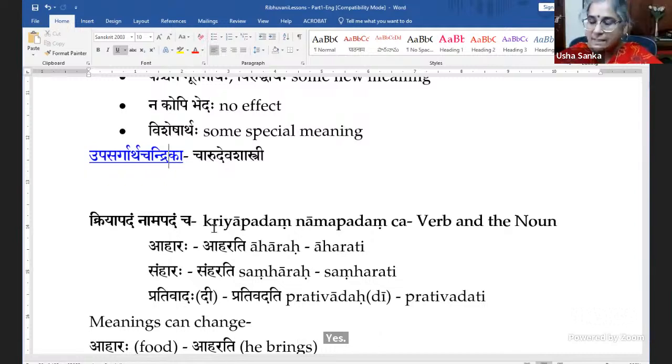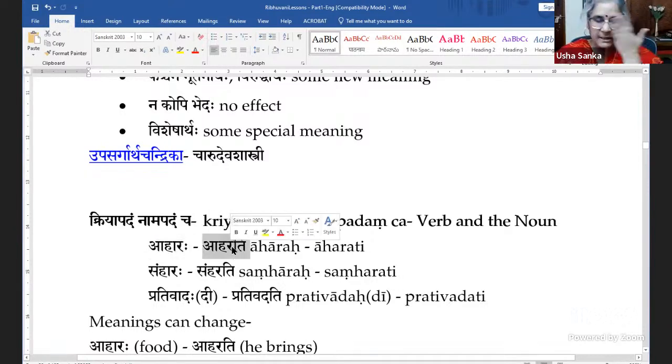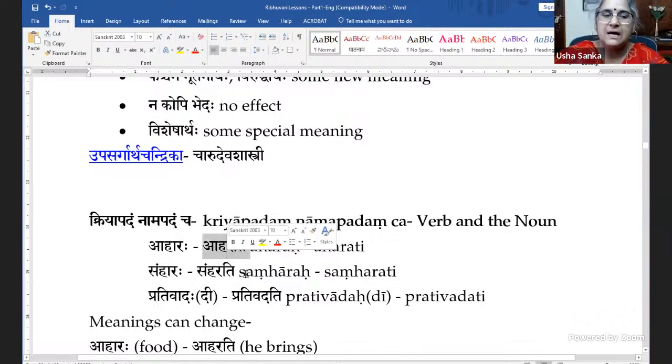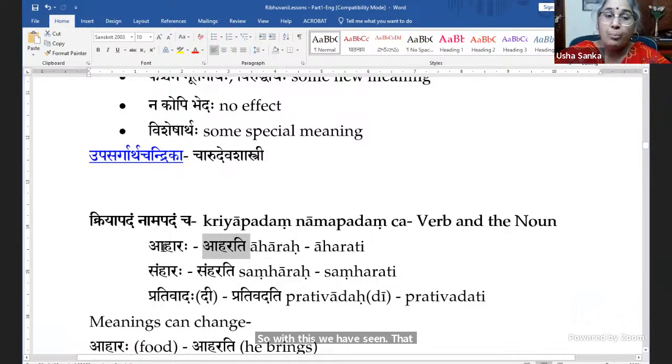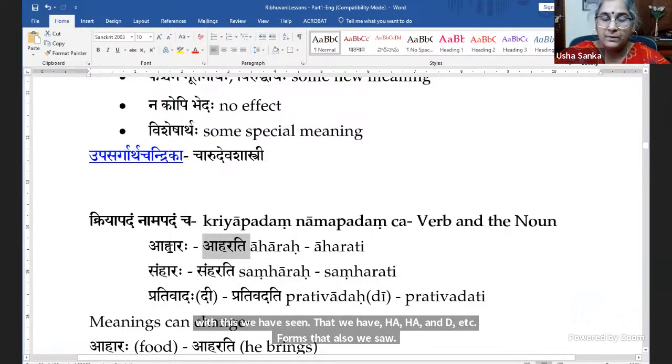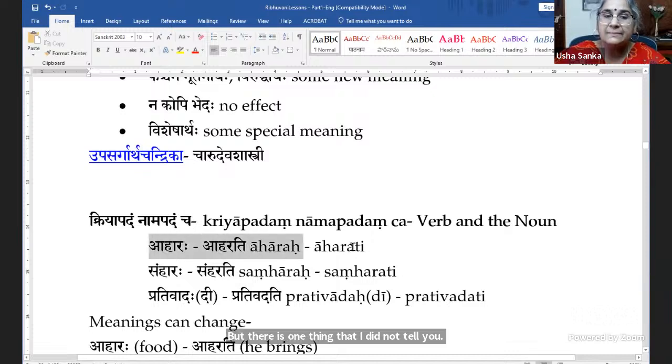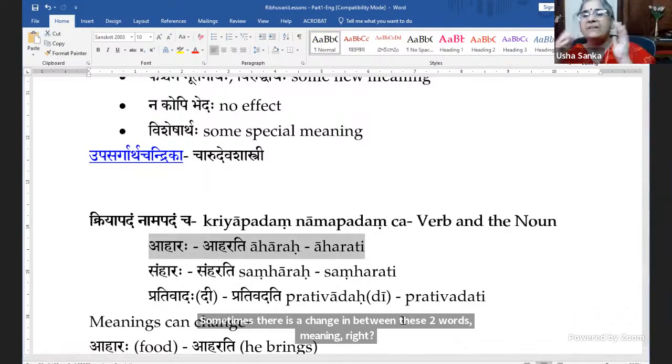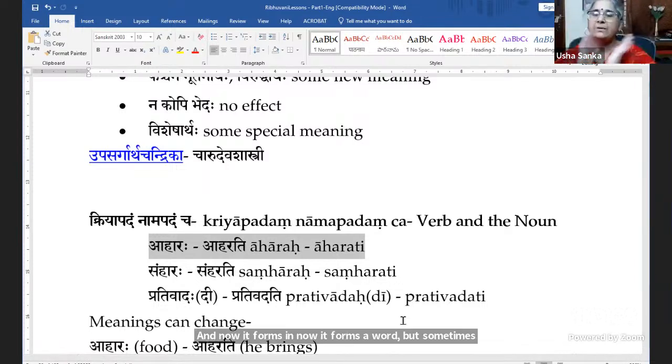Nice. So now there is one more aspect I wanted to tell. The upasarga and the dhatu combination, that is the sopasargaka dhatu, is eligible to give out a noun and a verb. So this aharati will have aharataha, aharanti, etc. forms, that we also saw. But there is one thing that I did not tell you. Sometimes there is a change in meaning between these two words. It forms a noun, it forms a verb, but sometimes they don't have any connection. The verb is different, the noun is different.